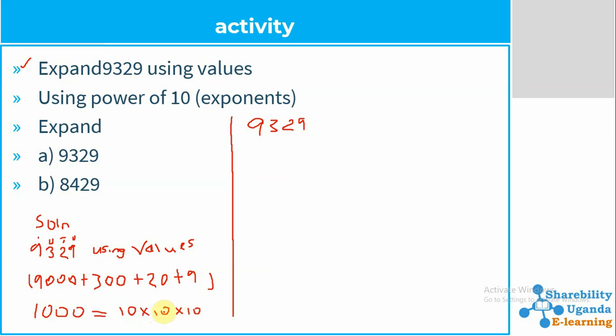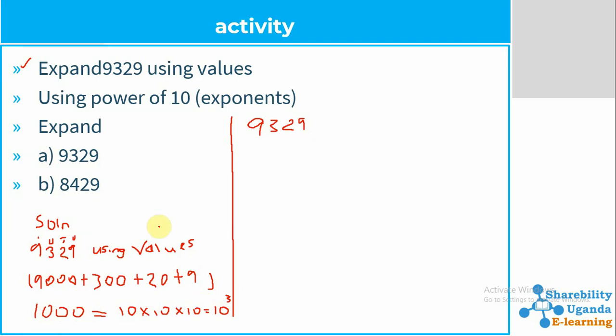Okay, this is the same as 1,000. But when you look at this 10, it is the same as counting the number of 10s that are multiplied. So how many times is our 10 multiplied? It is multiplied 3 times. So we say 10 to the power 3.